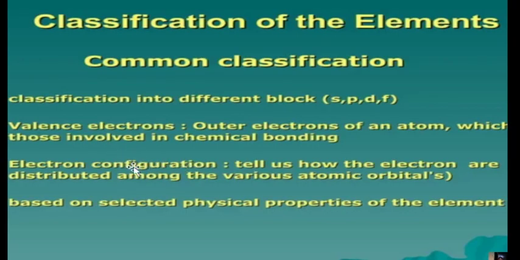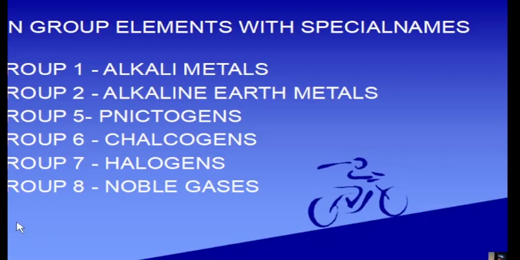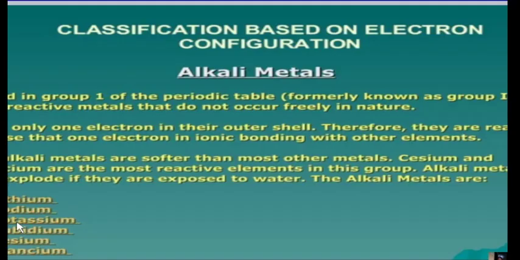The other way of classifying is on the basis of their valency. And as I mentioned, for your main group elements, the number of electrons in the outermost shell corresponds with the group. That is for your main group elements. And finally, we discuss them with respect to their chemical properties.